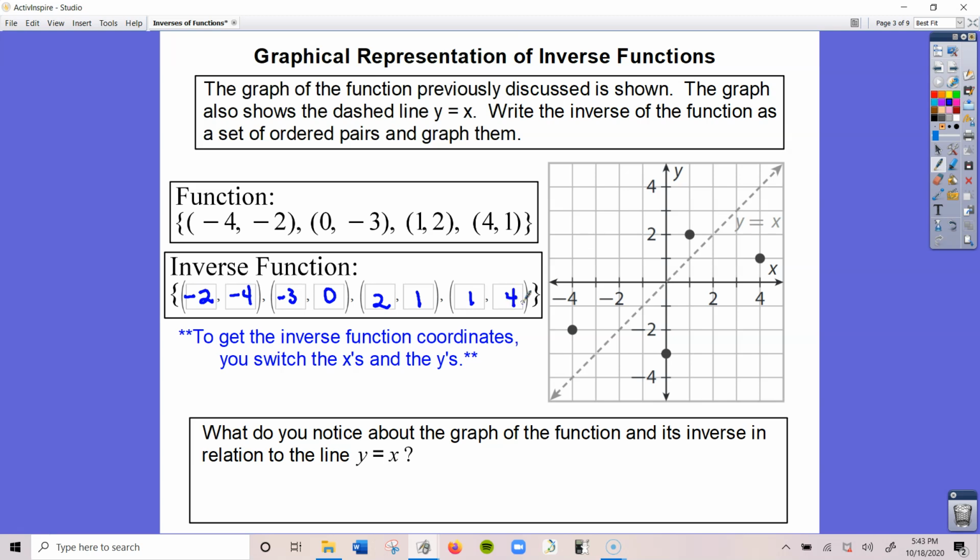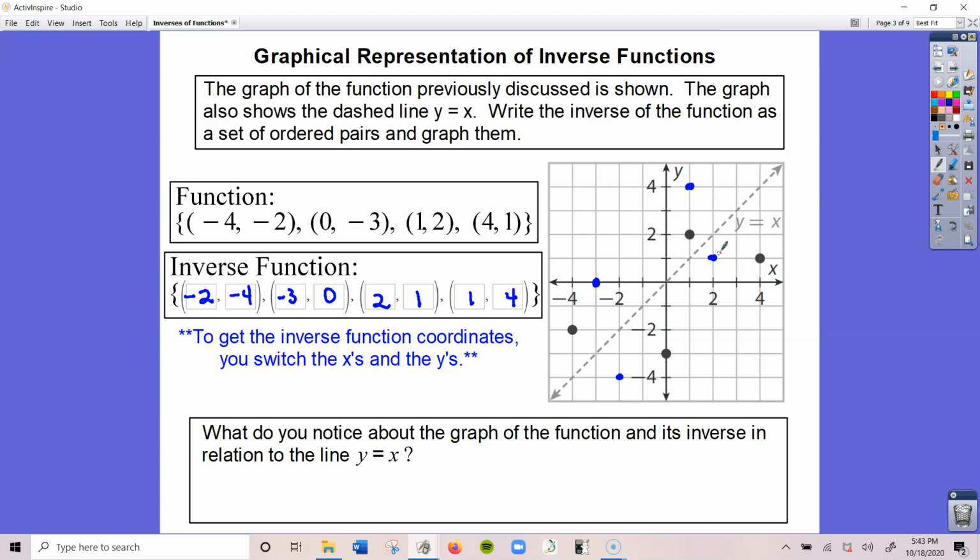Now if I were to plot these points on this graph, these points here in black are your function points. Now I'm going to plot my inverse function points. So I have (-2, -4), (-3, 0), (2, 1), and (1, 4).